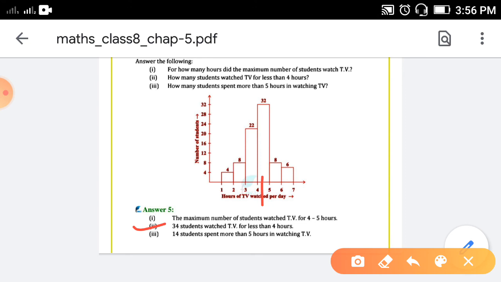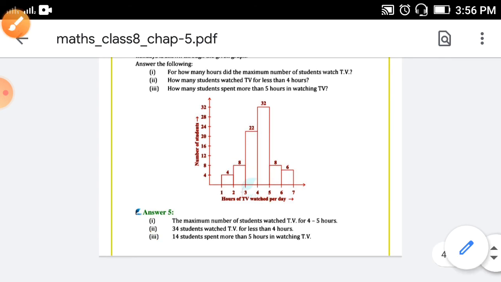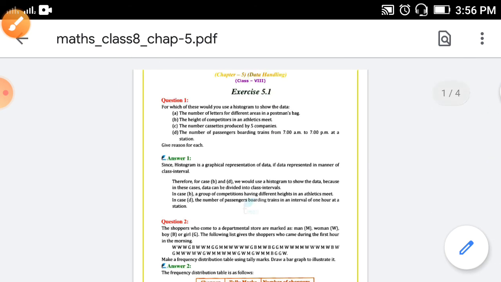Third one, how many students spent more than 5 hours in watching TV? So up to 5 it is here. You have to see this one side. More than 5. 8 plus 6. It is 14 students who watched TV more than 5 hours. So students, here exercise 5.1 is over.